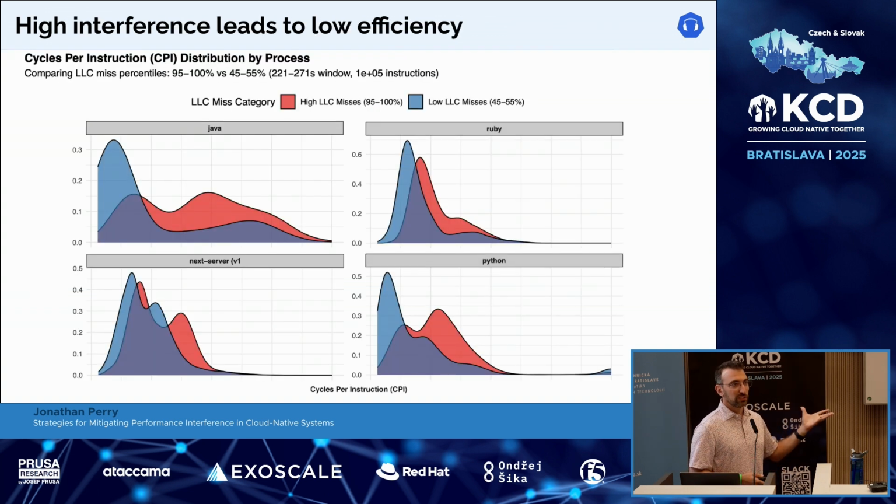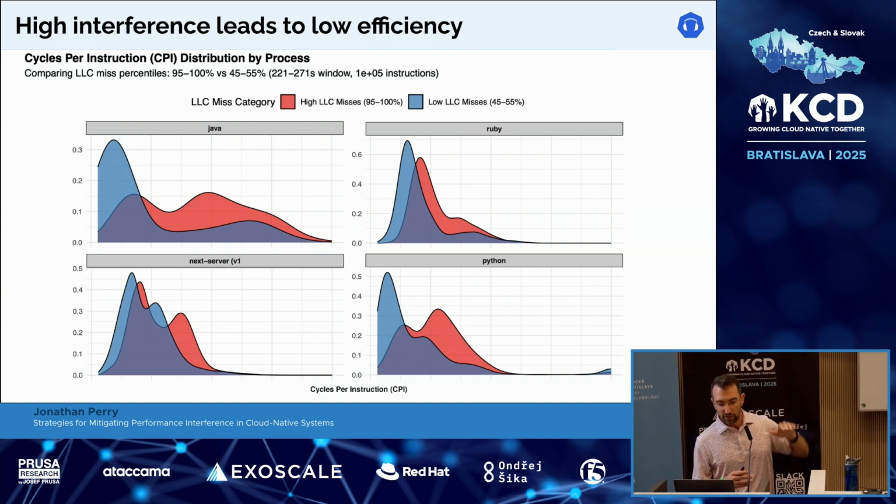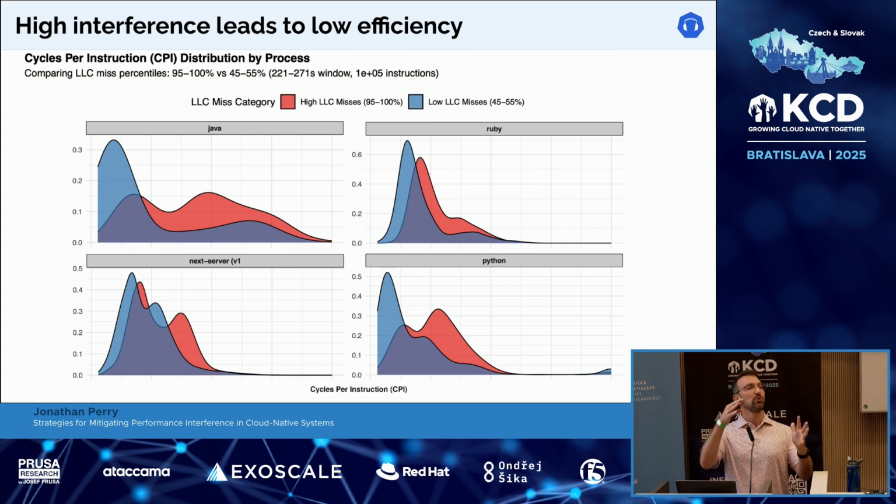And so here are some results that we got from the OpenTelemetry demo, and I hope this is visible, but there are 4 graphs here: Java, Ruby, then next server is Next.js, and Python. And these graphs show the distribution of CPI.